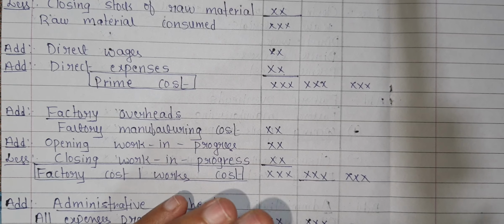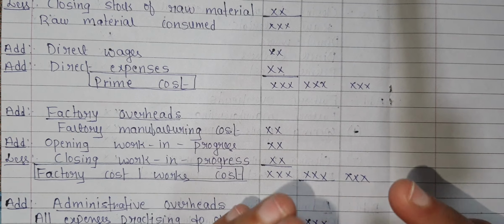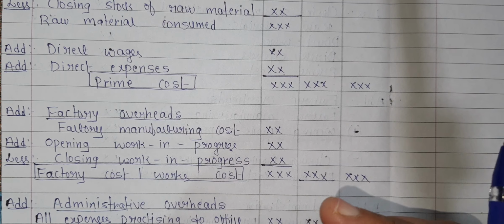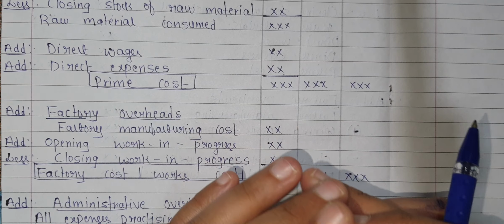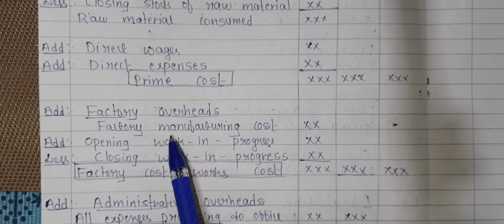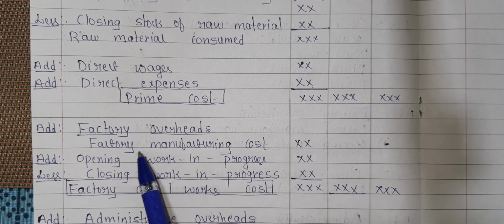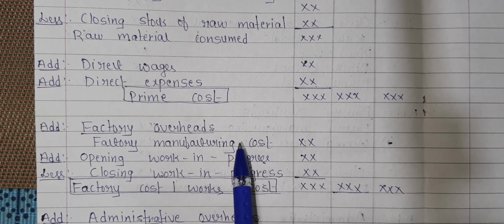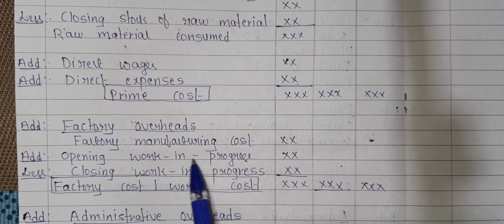So these are the products that are not yet fully complete, but some materials, labor and overheads have already been spent on them. So that is work in progress. First we have to calculate the factory manufacturing cost. For that we have to add opening work in progress.